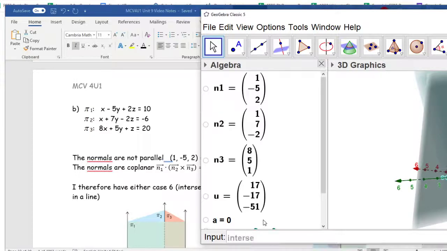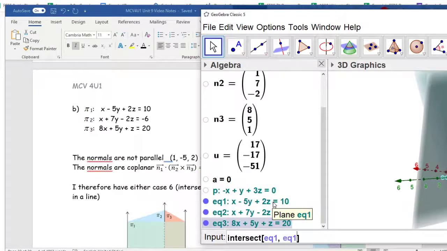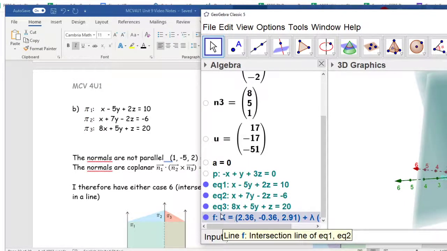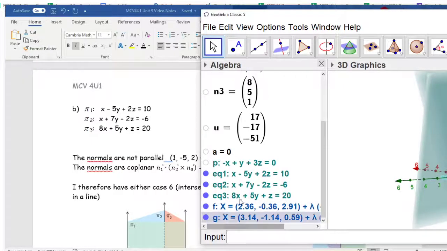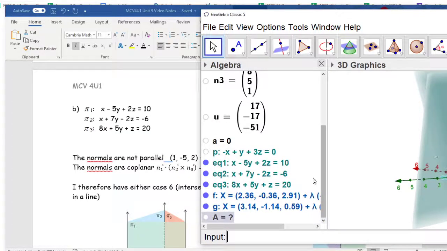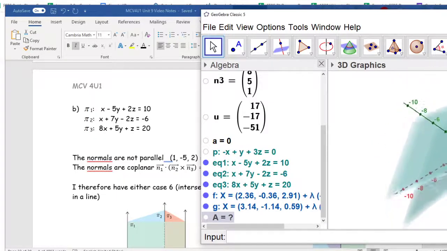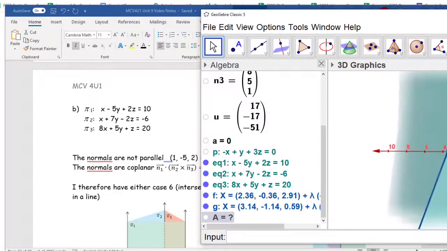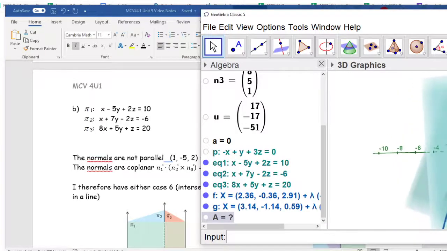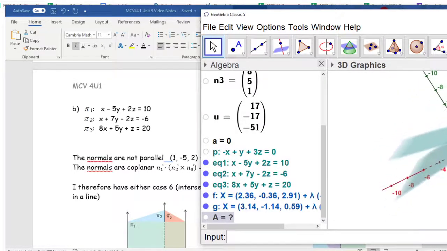And then if I go intersect EQ1 with EQ2, okay, it creates a line. And then I go intersect EQ2 with EQ3, it creates a line. And if I intersect those lines, intersect FG, yeah, okay, it doesn't know what to do. So we finally outsmarted GeoGebra. I have to look at the picture, I guess. When I look at the picture, I notice that all three planes are kind of like the spine of a book, where the pages are coming out from that spine, right? Like all three of them.